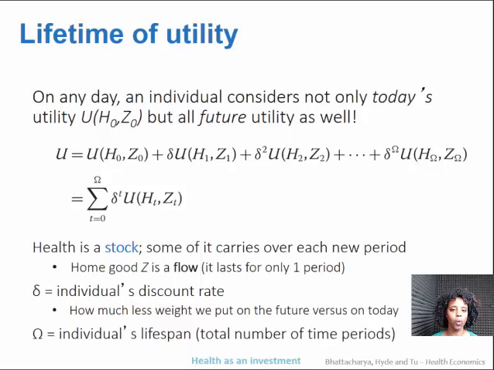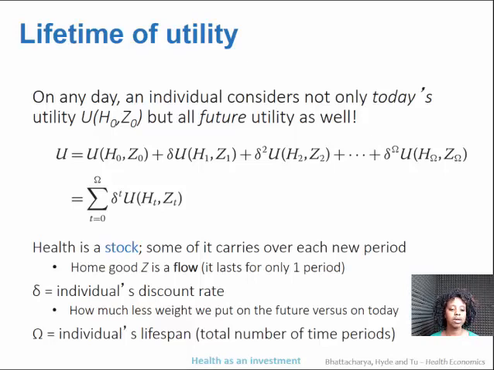But you don't weight the future as heavily as you weigh today. So the future is discounted by delta. This delta here is the discount rate. It's what measures how much less heavily we weight the future relative to today.